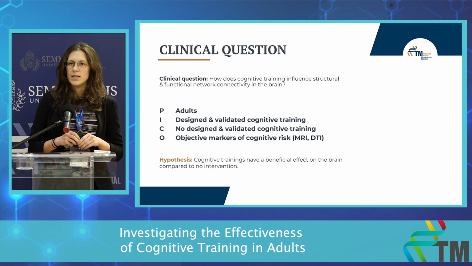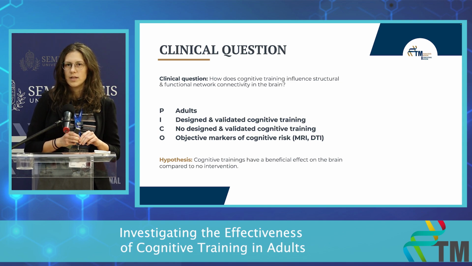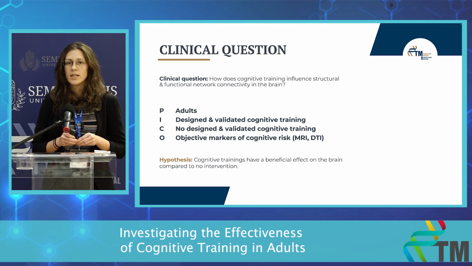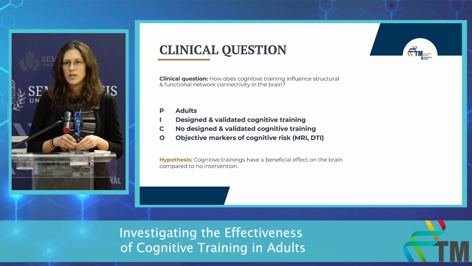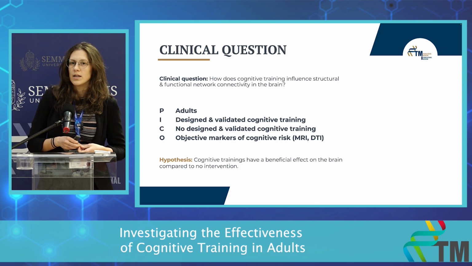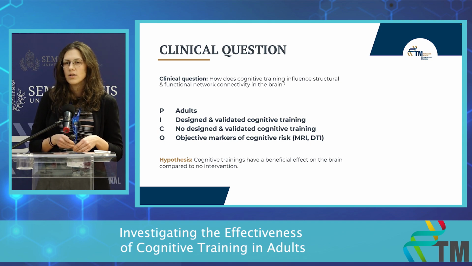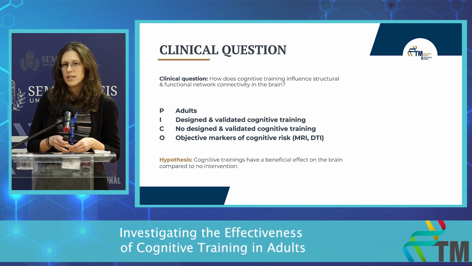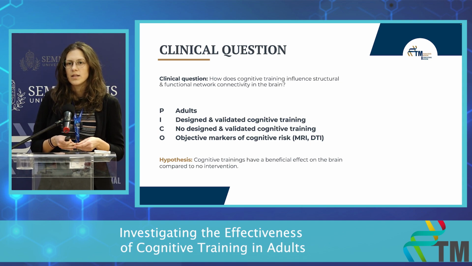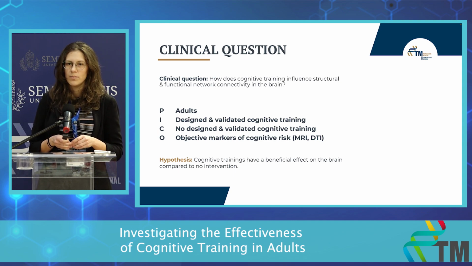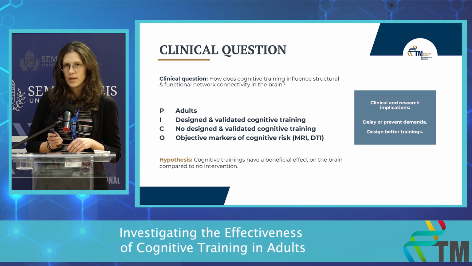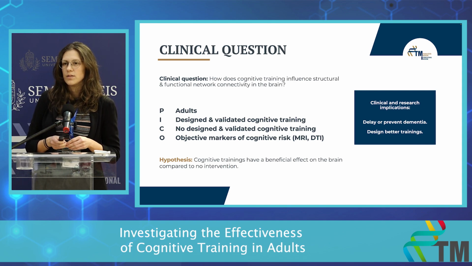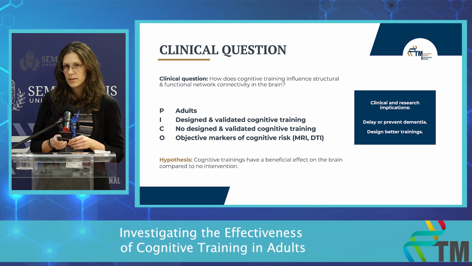So our clinical question is, how does cognitive training influence structural and functional network connectivity in the brain? Our population is adults. The interventions are designed and validated cognitive trainings. The comparisons are not designed and validated cognitive trainings. And the outcomes are objective markers of cognitive risk, such as MRI and DTI. Our hypothesis is that cognitive trainings have a beneficial effect on the brain compared to no intervention. And the clinical and research implications are to delay and prevent dementia and designing better trainings.